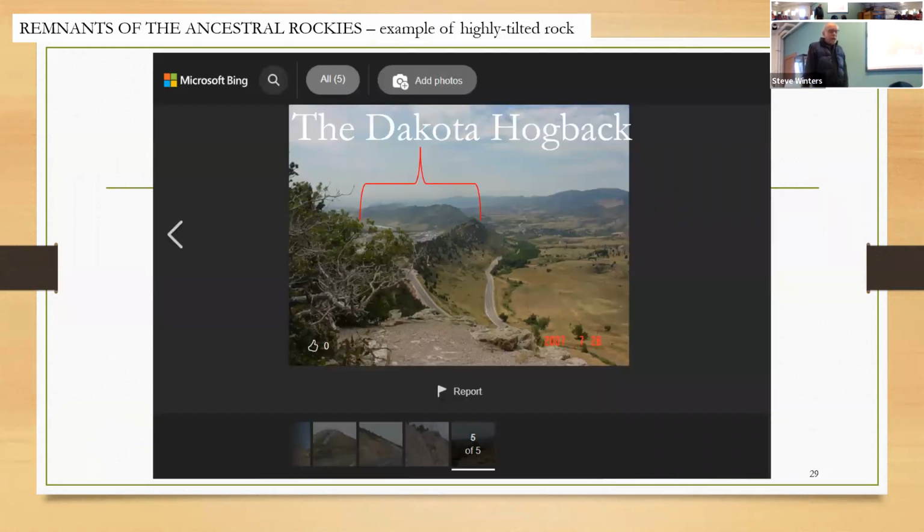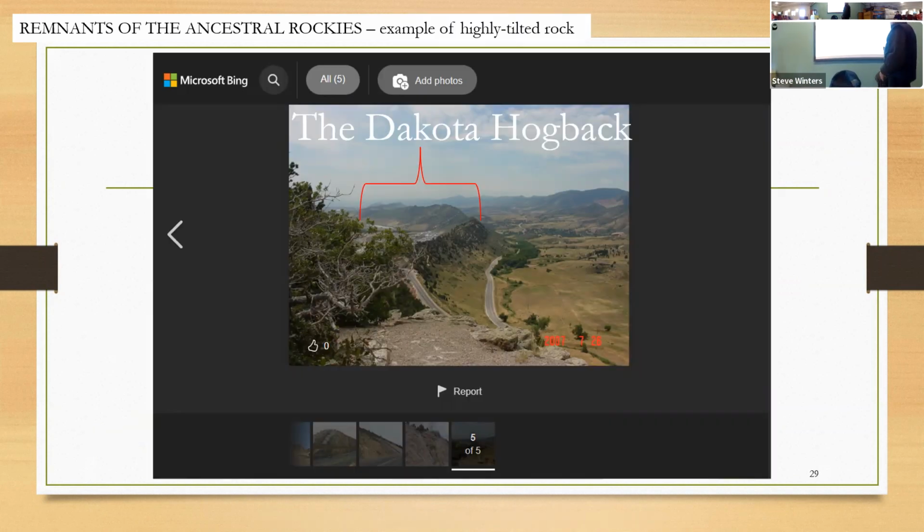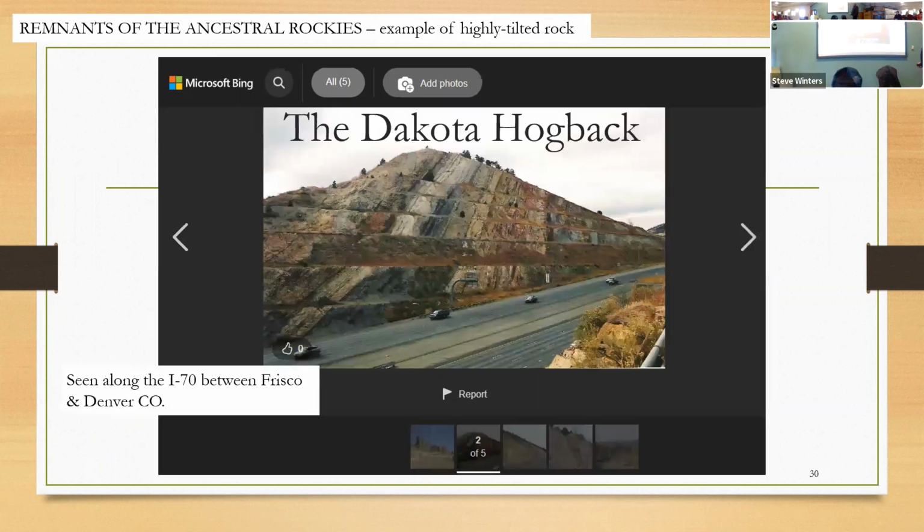The Dakota hogback are those steeply tilted rocks. You see the Dakota Formation is right here. The Dakota group is steeply tilted, sticking up. It's tilted to the southwest, but there's the rock as it is exposed in the photograph. You take a drive from Denver to where my brother lives in Frisco, and you go right past this outcrop. I saw this on the drive back from the airport. I thought, what the heck is that? Well, that's the Dakota hogback.